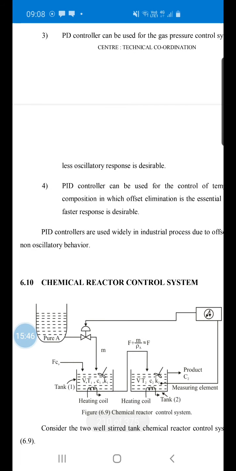In the next lecture, we'll discuss the chemical reactor control system.